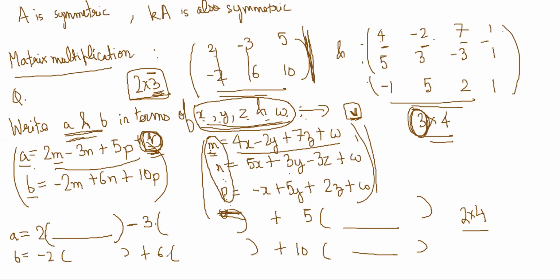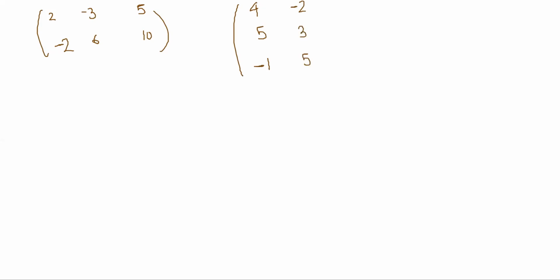So we'll see that. So suppose you have a matrix like this: 2, -3, 5, and you have -2, 6, 10. This is one matrix, and the other matrix was 4, 5, -1, and you have -2, 3, 5. You have 7, -3, 2, 1, 1, 1. So what happens if you take a dot product of this with this, and this with this, right?